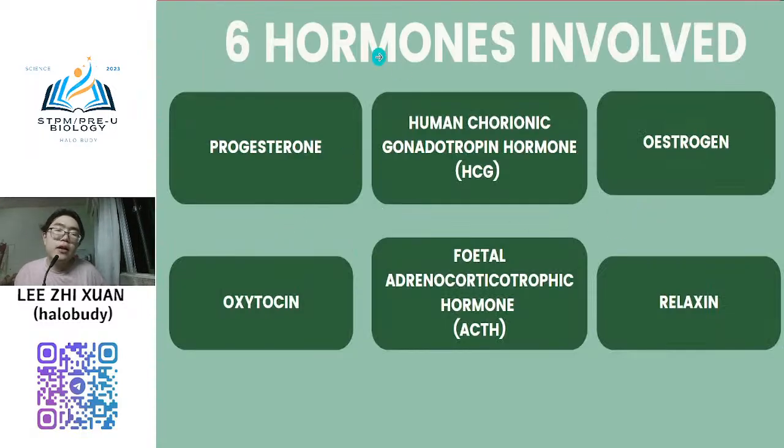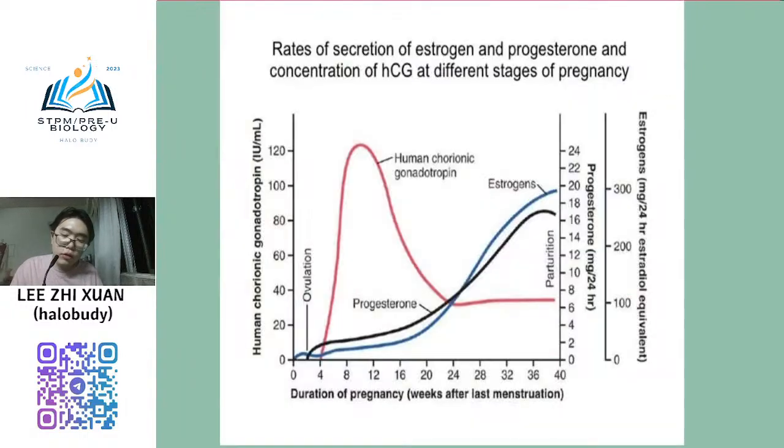So there are a total of 6 hormones involved during your pregnancy. Progesterone and estrogen, I don't need to tell you. The other 4 hormones are human chorionic gonadotropin hormone (HCG), oxytocin, fetal adrenocorticotropic hormone (ACTH), and relaxin. These 6 hormones are very important during your pregnancy. There is one graph you need to know. This graph shows the relationship between HCG, estrogen and progesterone.